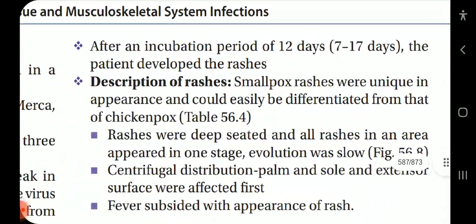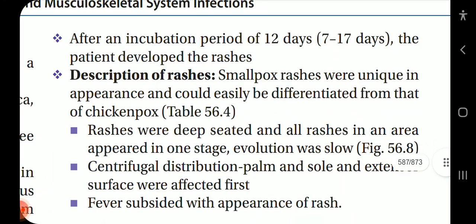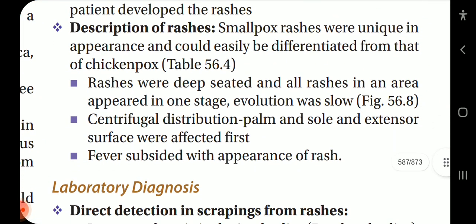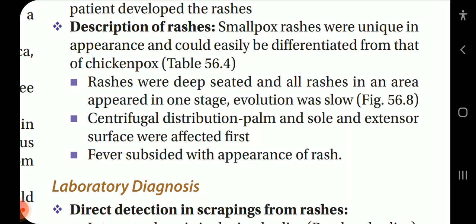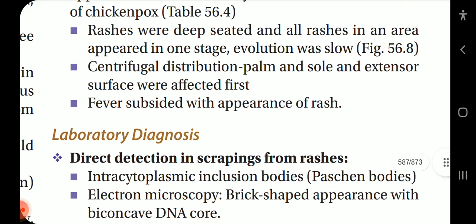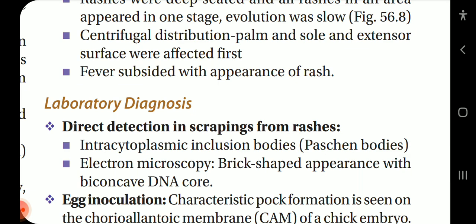After an incubation period of 12 days, range 7 to 17 days, the patient develops the rashes. Description of the rashes: smallpox rashes were unique in appearance and could easily be differentiated from chickenpox. Rashes were deep-seated and all rashes in an area appeared in one stage. Evolution was slow, with centrifugal distribution; palm, sole, and extensor surface were affected first. Fever subsided with appearance of rash.